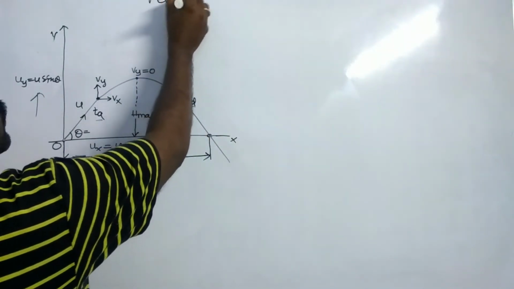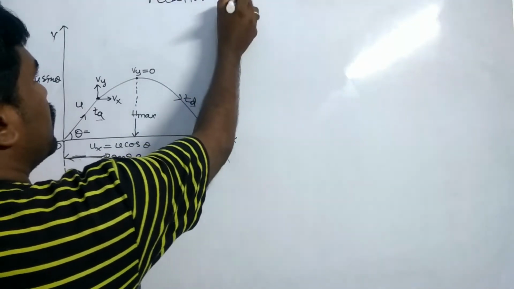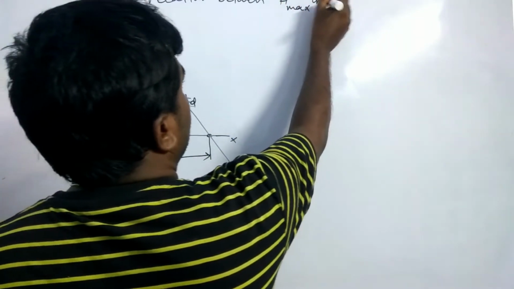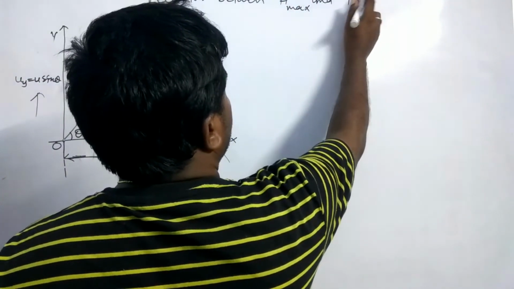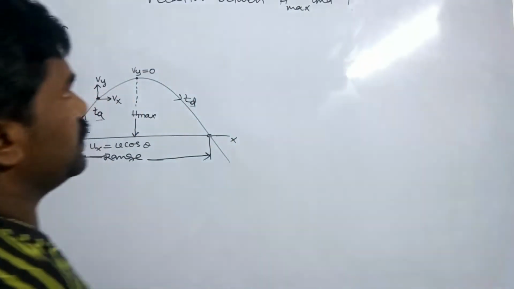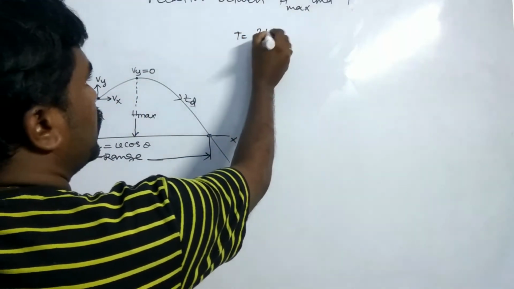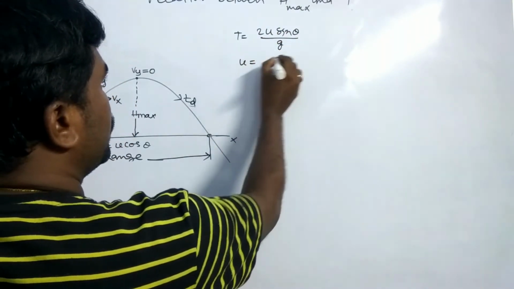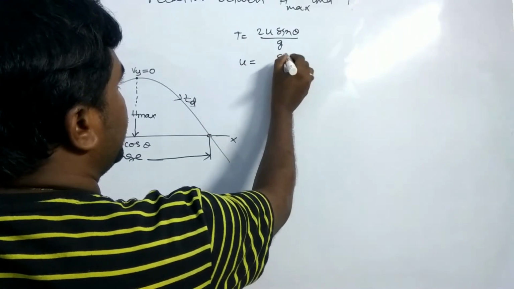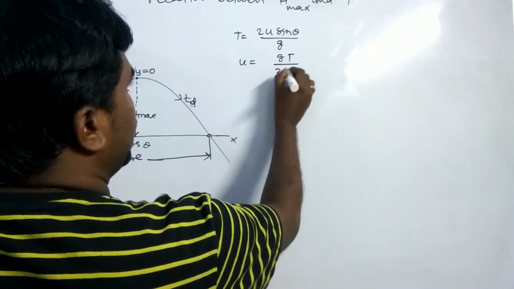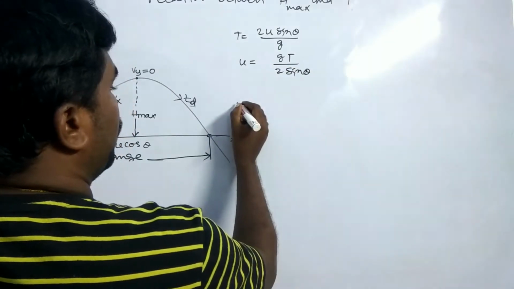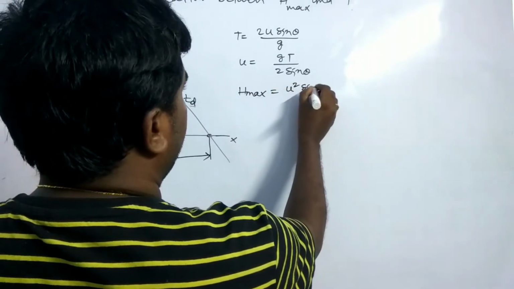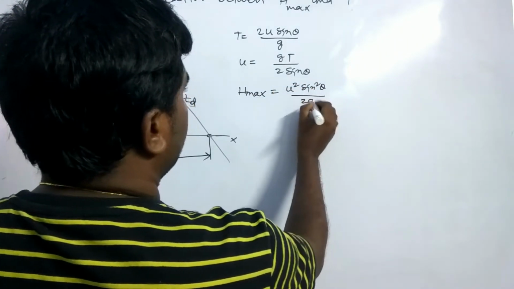Relation between maximum height and time of flight. Maximum height h maximum and capital T. Capital T is equal to 2u sin theta by g, and from this you can write u is equal to gT by 2 sin theta, and h maximum is equal to u square sin square theta by 2g.